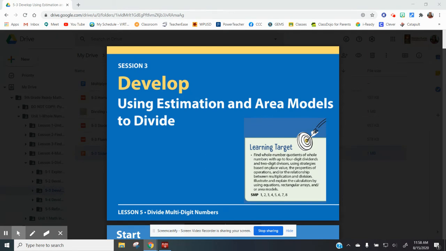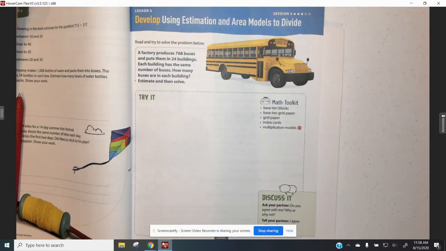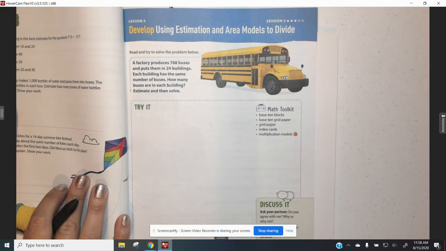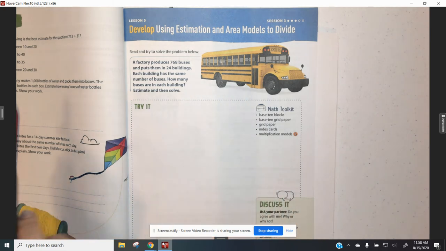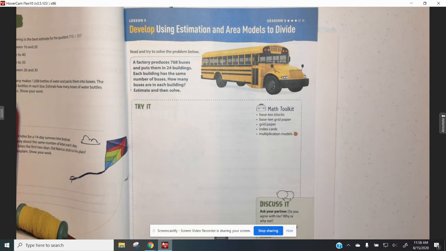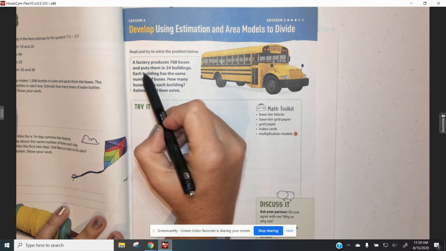So we're going to go ahead and we'll be working in our Ready Math workbook, pages 87 through 90. So go ahead and take out your Ready Math workbook and turn to page 87. So as we always do, we're going to go ahead and read the problem, and then we're going to ask ourselves our three questions. What is the problem about? What are we trying to find out? And what information is important? So let's read the problem first.